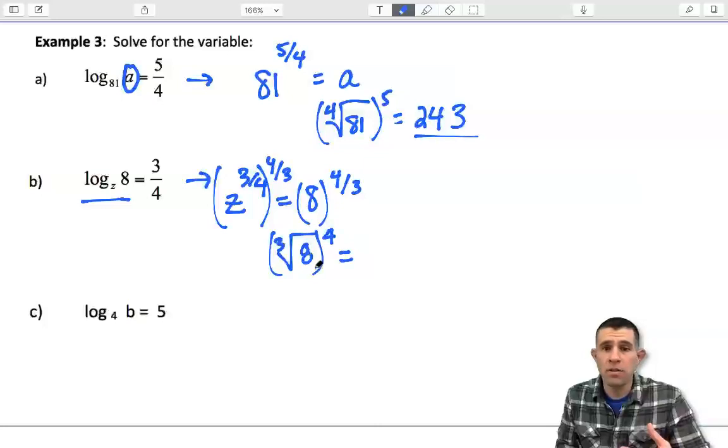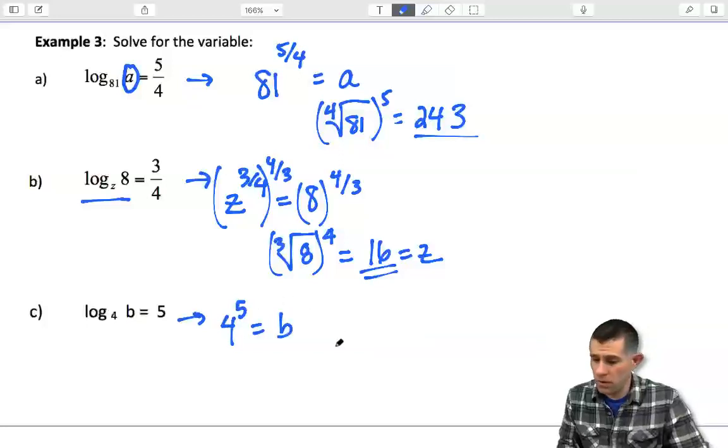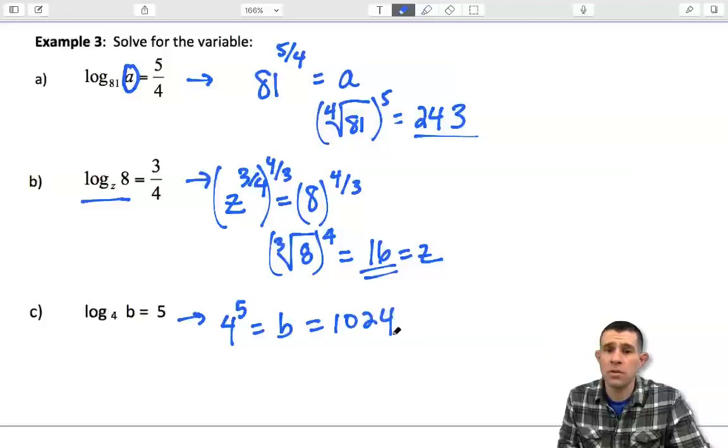So the cube root of 8 is 2. 2 to the 4th is equal to 16. So the value for z is 16. All right, next up we see log base 4 of my power here is equal to 5. That means in exponential form, if I rewrite this, 4 to the 5th power is equal to b. Well, 4 to the 5th, if I do that out correctly, b should come out to equal 1024.